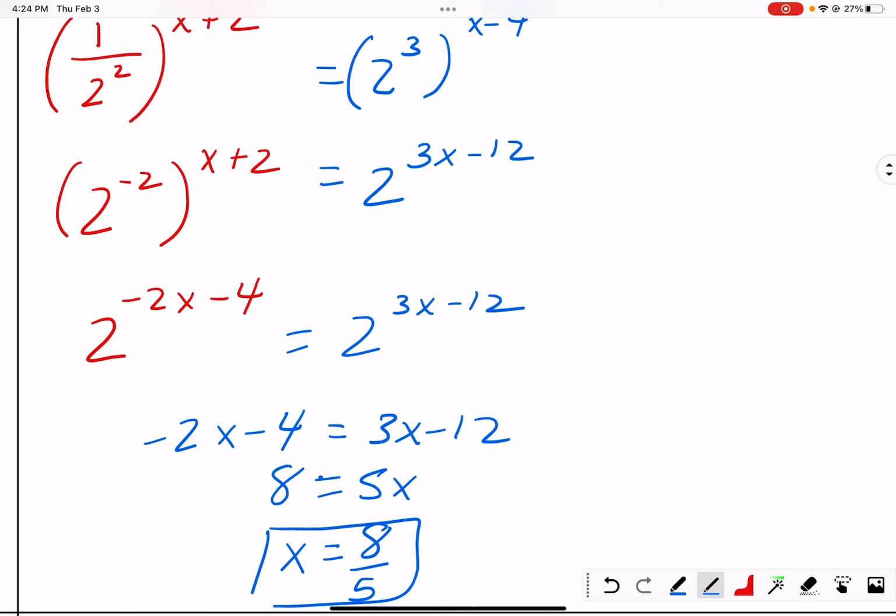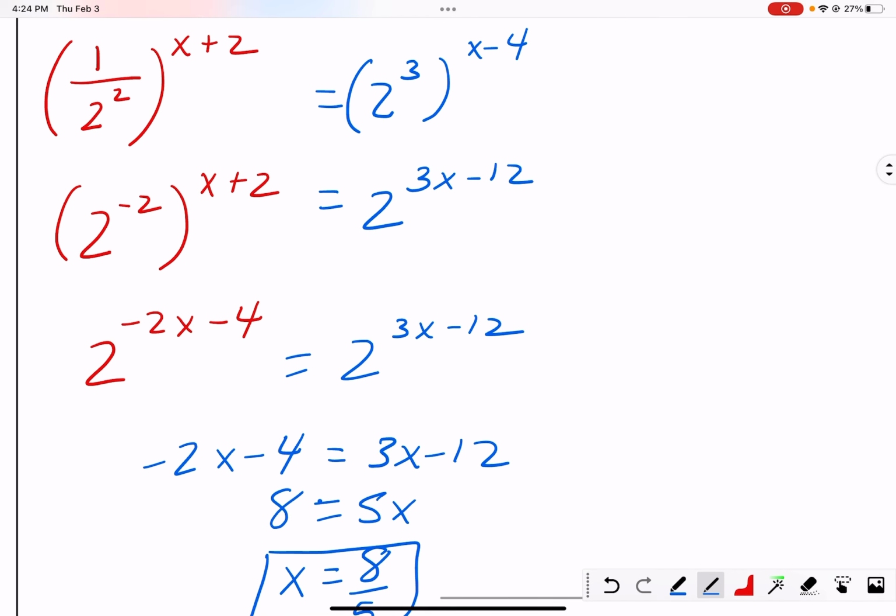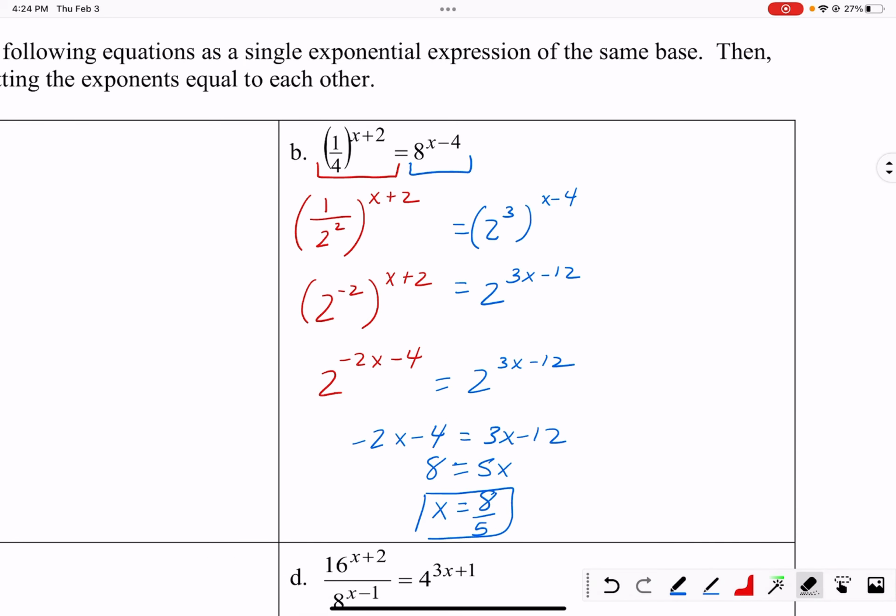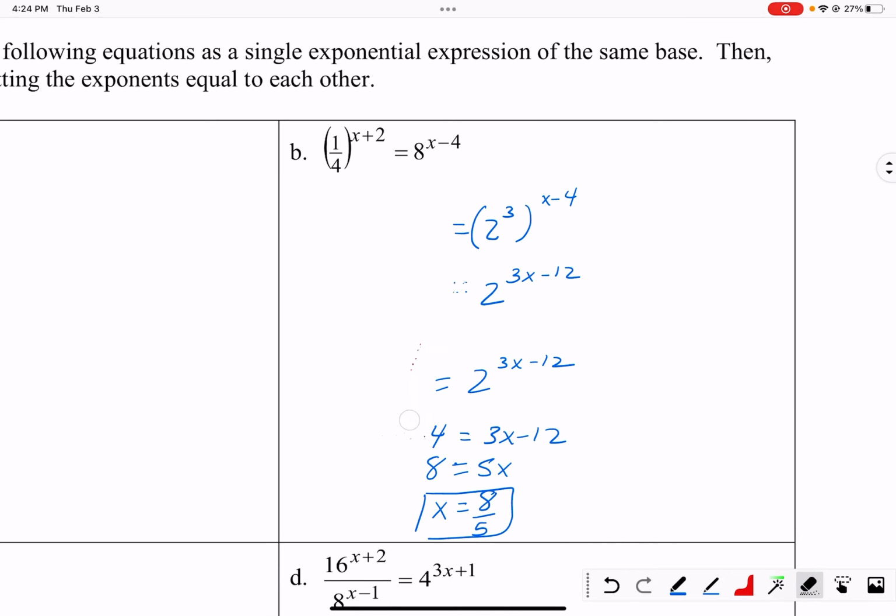Okay. That's probably the most straightforward way to approach it, is turning each of them into a base of 2. All right, but the answer is 8 over 5. So I kind of want to explore another idea, another way to approach this.